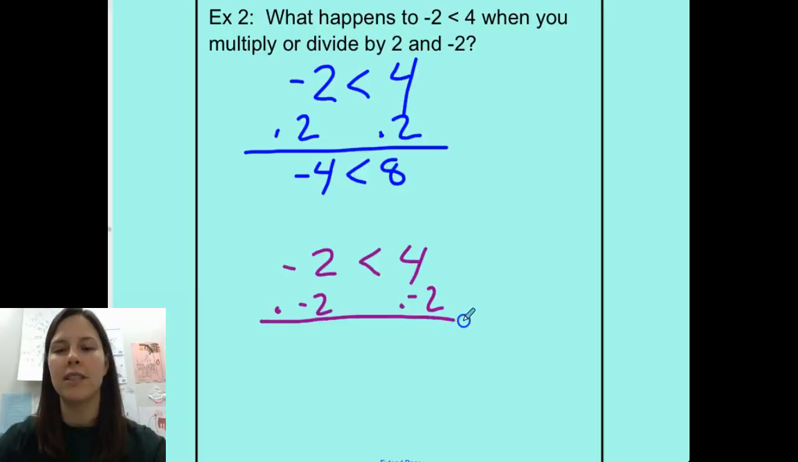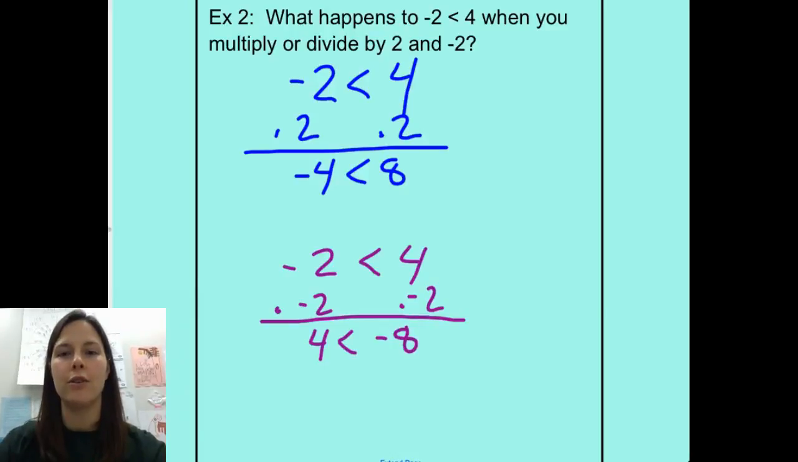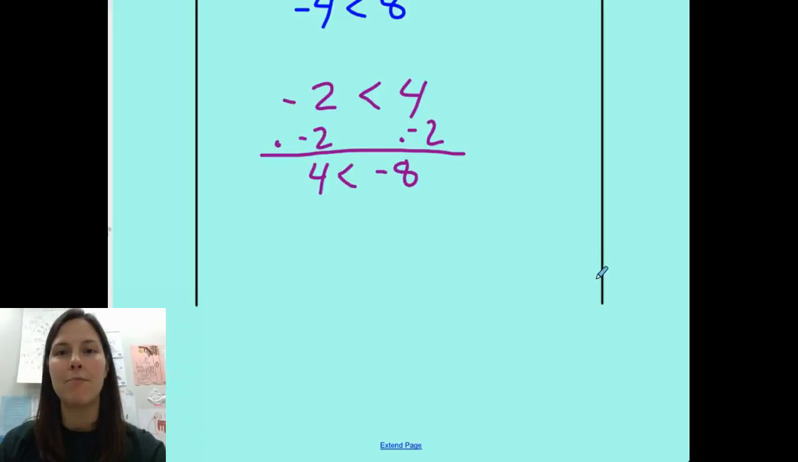Golden rule, whatever I do to one side, I do to the other. -2 times -2 is 4. 4 times -2 is -8. Is 4 less than -8? Of course, the answer is no. This demonstrates the very big difference between solving equations and solving inequalities. If you multiply or divide both sides of an inequality by the same negative value, what you need to do is flip that inequality around in order for it to still be true. So now we have 4 is greater than -8, which is true.